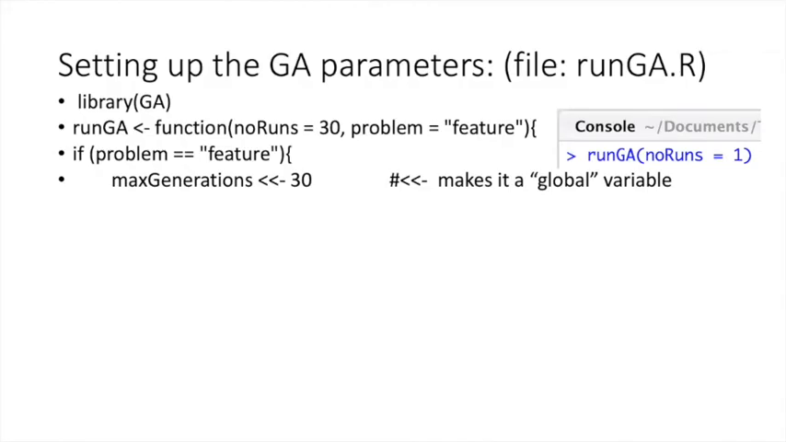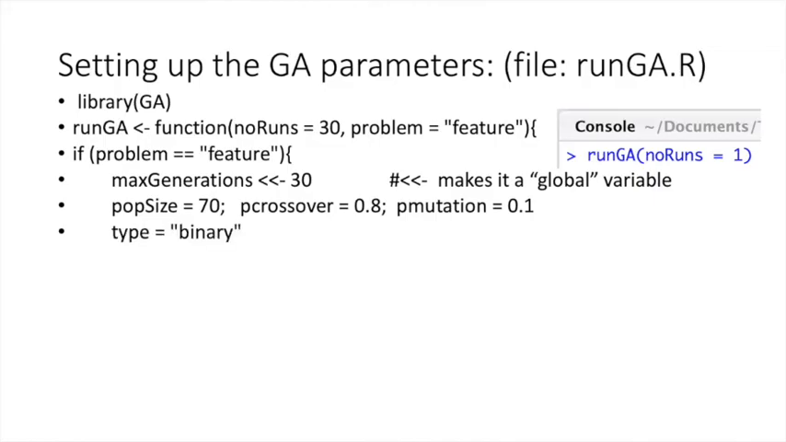And we do that because we are going to need the value of this variable later on for some other purposes. Then we set some common GA parameters. These parameters are population size, probability of crossover, and probability of mutation. You can change these options in the code if you want to. We set the type of the GA chromosomes to be binary because remember, we would want to evolve binary vectors.